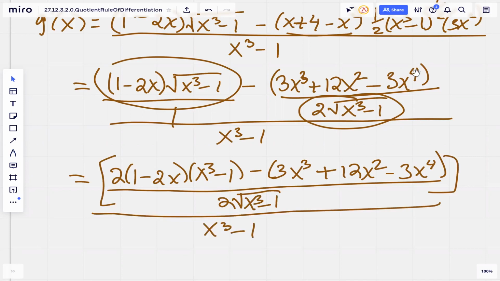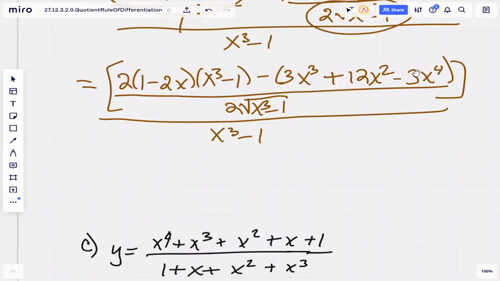All right. So we have room just for the last line. We can take this denominator, 2 times the square root of x cubed minus 1, and move it into the denominator.